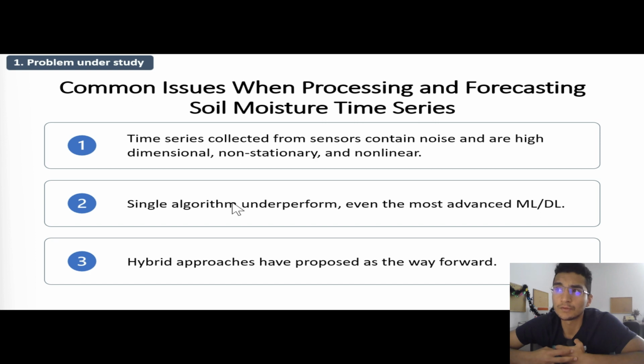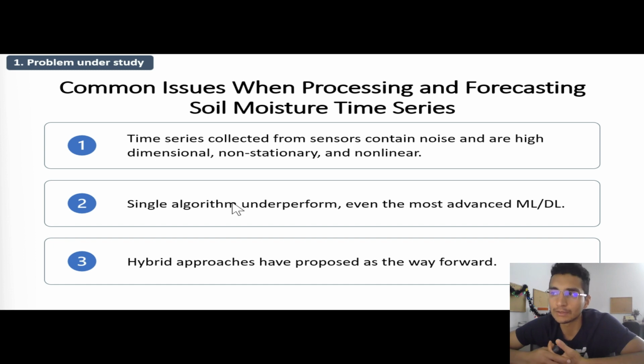And those issues come from the data, because the time series that we collect from the soil moisture sensors are extremely noisy. They have a high dimensionality, they're non-stationary, and they are non-linear. So those characteristics limit the implementation of any kind of technique, either pre-processing or machine learning or any modeling technique.